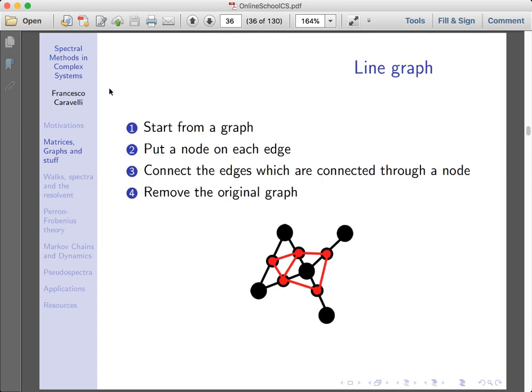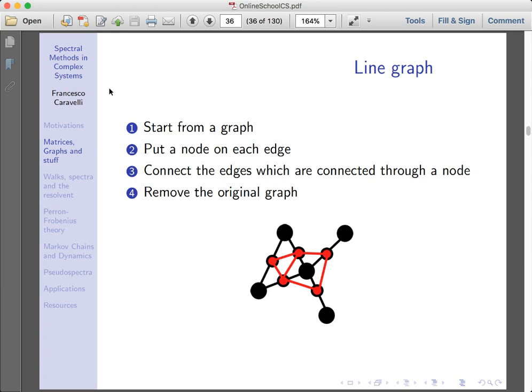Another graph usually used both in matrix science and in graph theory is what is called a line graph. A line graph is basically the following construction. You start from your base graph. Let's say here would be the black graph in this figure. Now what you do, you just start to put nodes on each edge of this graph. Here there are the red nodes.